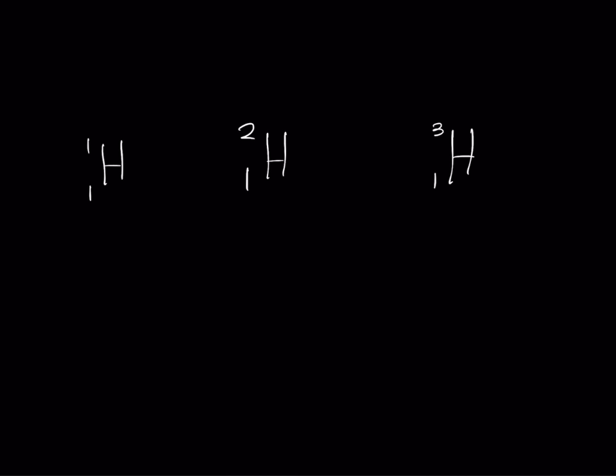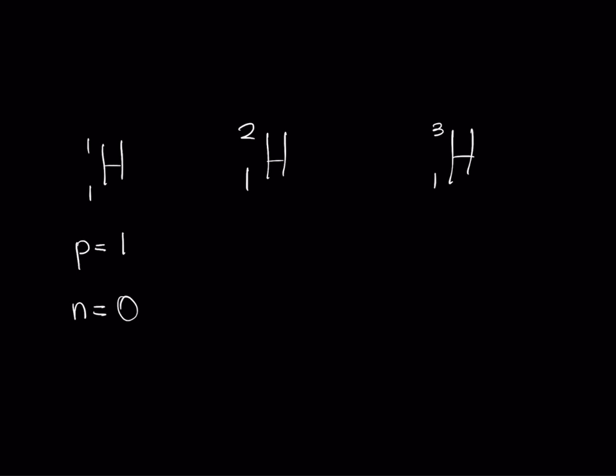So the first example on the left, the mass number is equal to the atomic number. What this means is that you actually don't have any neutrons at all. So you have 1 proton and you have 0 neutrons.